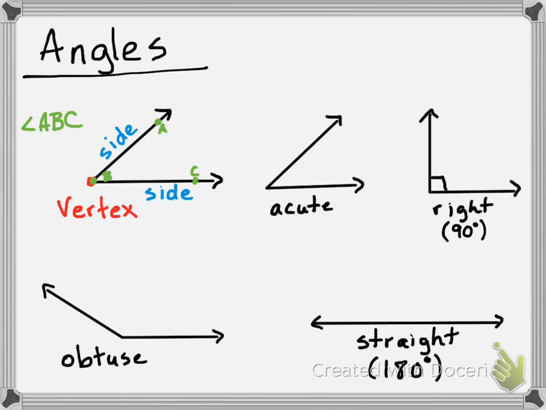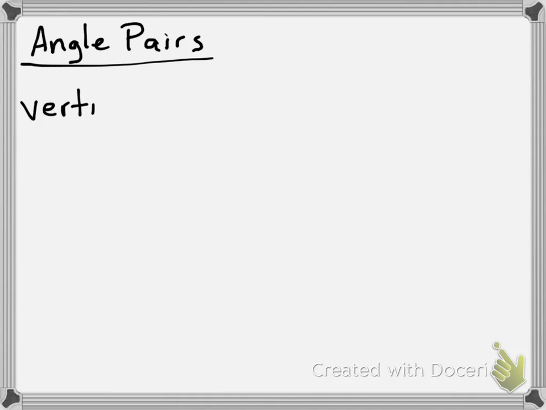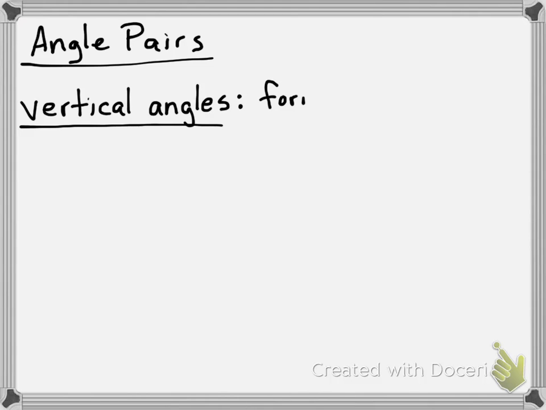Okay? Now, today is going to be a lot of vocabulary. So, you're going to need to write it all down. You're going to need to make sure that you know it and understand it. Alright, because today we're going to be talking about angle pairs. Okay, how angles are related to one another. Okay, the first angle pair that we're going to be talking about is vertical angles.